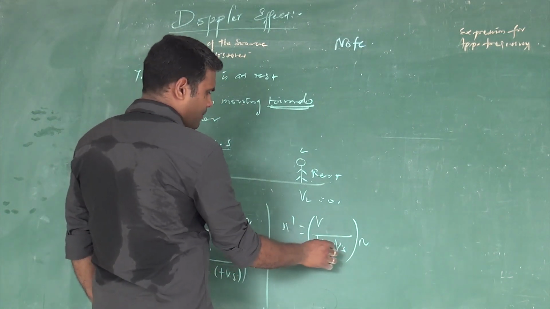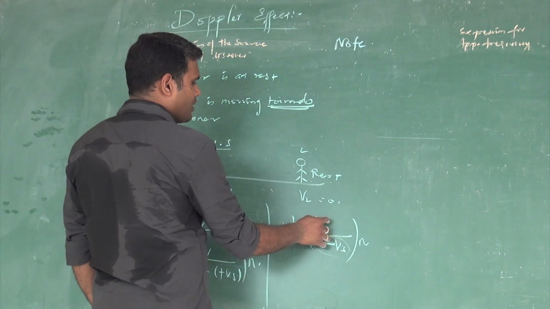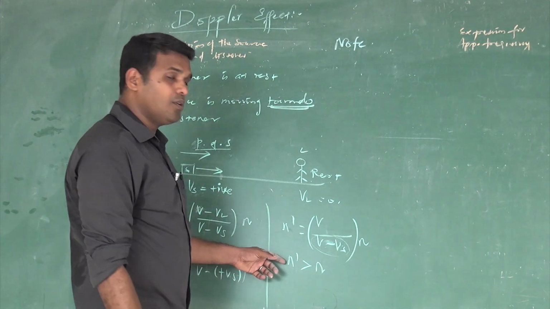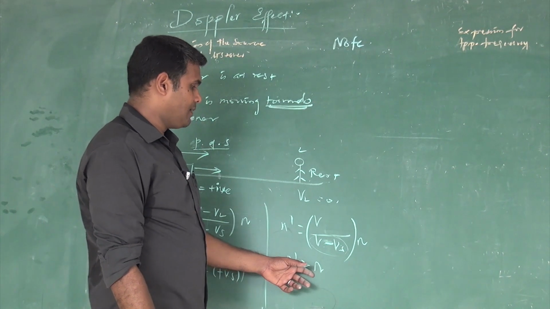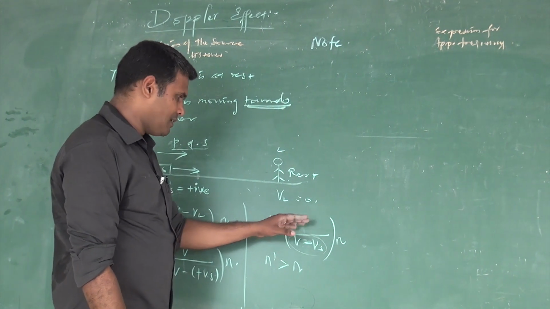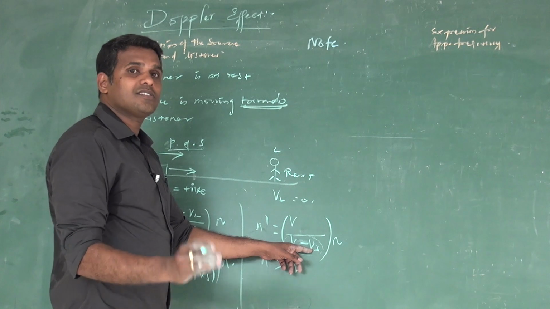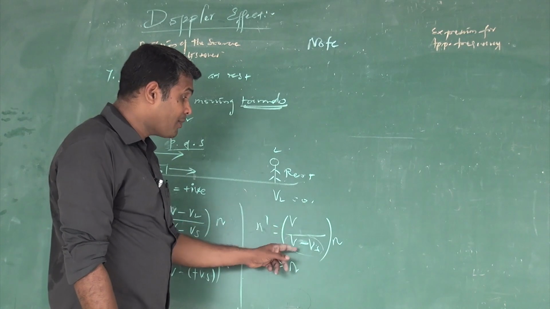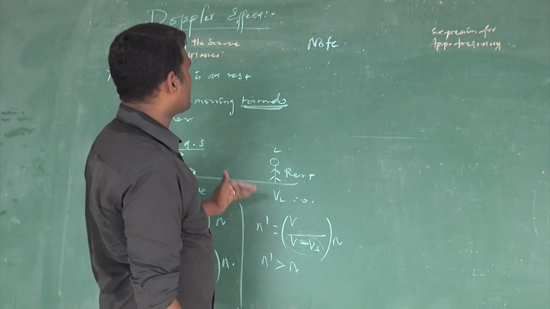If you look at this expression, the denominator is the difference of two velocities. So denominator is less, numerator is more. So N prime is greater than N. As you know, N prime is apparent frequency, N is the actual frequency, N prime will be greater than N. This is simple mathematics. Velocity of the sound wave is approximately 330 meters per second. If the velocity of the sounding source is 30 meters per second, then 330 minus 30 will be 300 only. 330 divided by 300 will be greater than 1. So N prime will be greater than N.